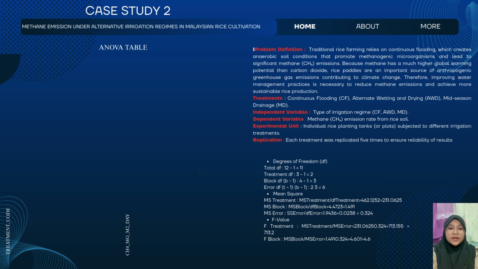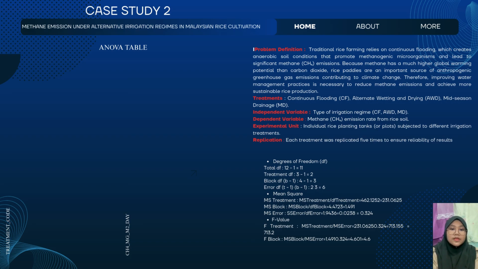Besides that, the total degree of freedom was calculated as 12 minus 1 equals 11, and the treatment degree of freedom was obtained as 3 minus 1 equals 2. The block degree of freedom was calculated as 4 minus 1 equals 3, and the error degree of freedom was determined using (T minus 1) times (B minus 1), which equals 2 multiplied by 3 equals 6.